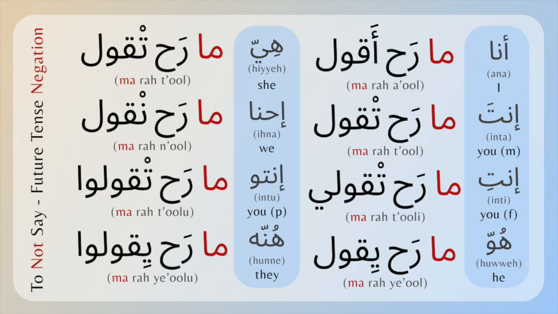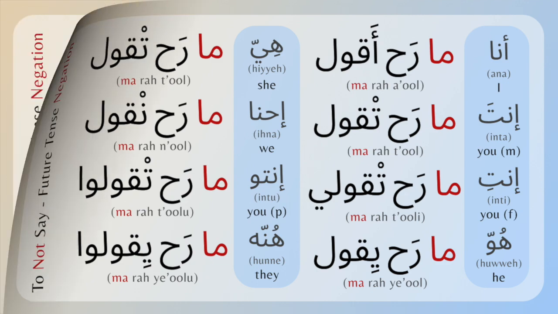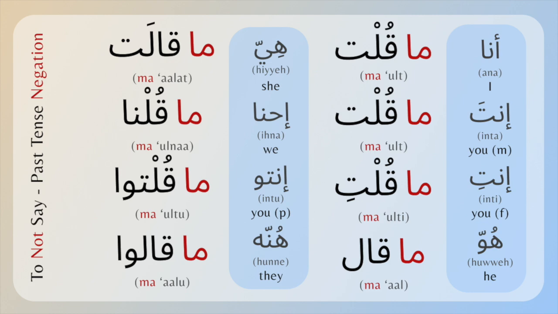Moving on to the negation in the future tense. I won't say, ما راح أقول. You won't say, masculine form, ما راح تقول. You won't say, feminine form, ما راح تقولي. He won't say, ما راح يقول. She won't say, ما راح تقول. We won't say, ما راح نقول. You won't say, plural form, ما راح تقولوا. They won't say, ما راح يقولوا.